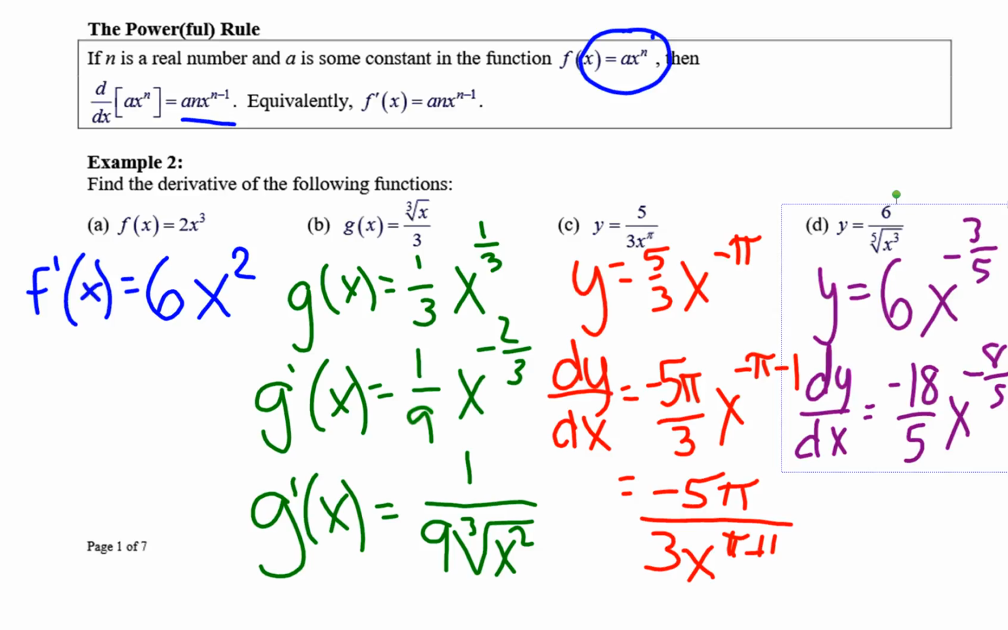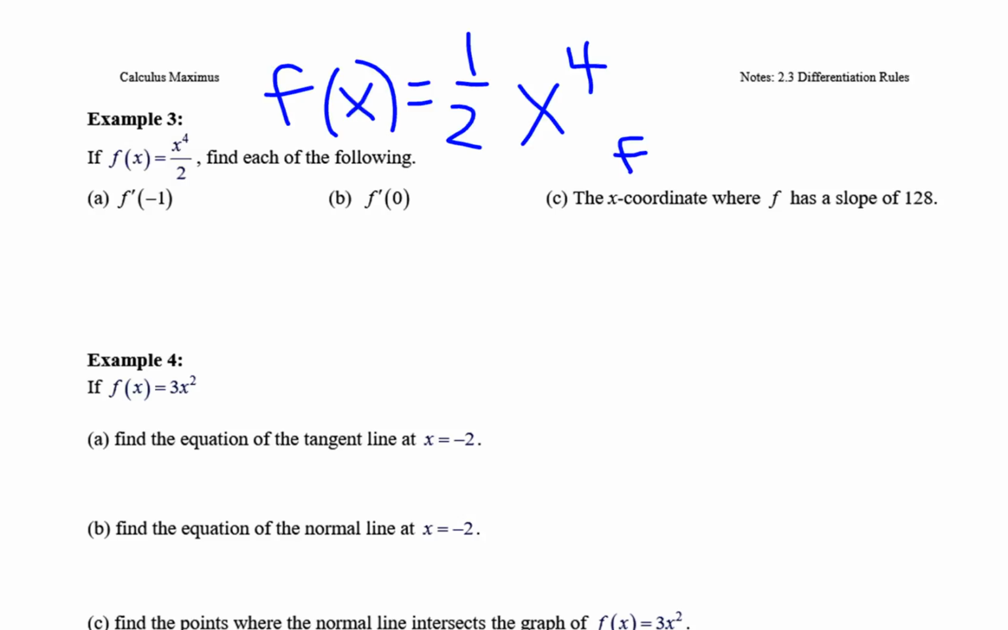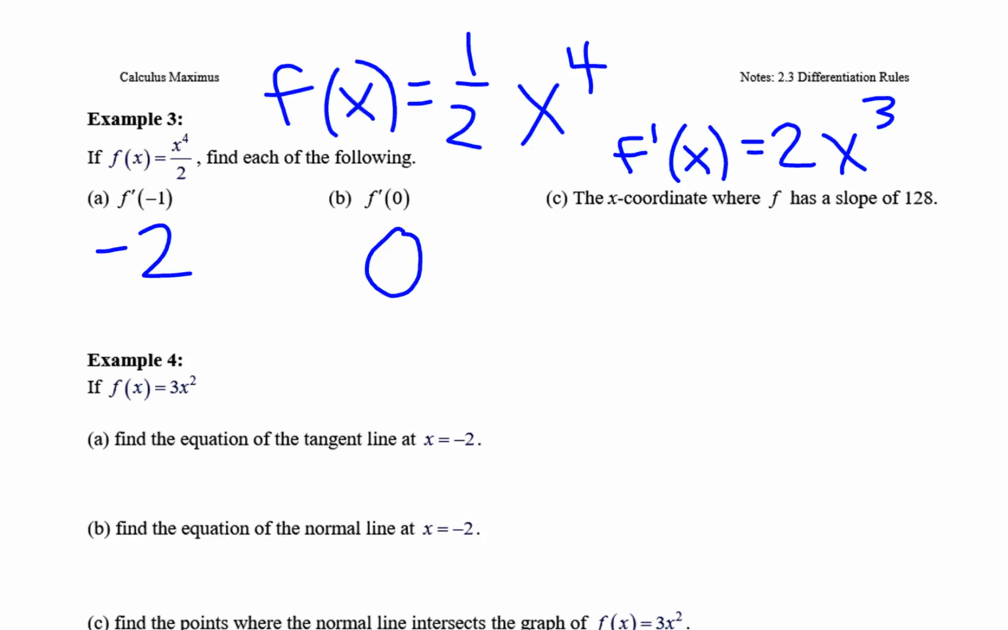Moving on to example 3. We're going to find each of the following. I'm just going to rewrite it a little bit. Okay, f prime of negative 1. Well, first let's find f prime of x. 4 times 1/2 is 2. x to the, subtract 1 from the power, 3. Now f prime of negative 1. Plug in negative 1, and you get negative 2. f prime of 0. Plug in 0, 0.